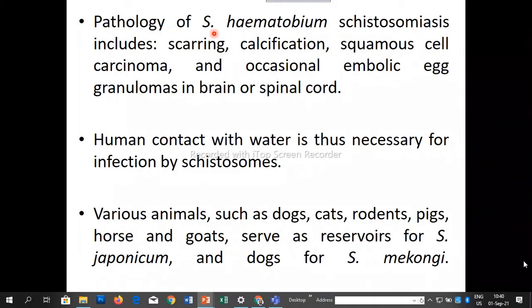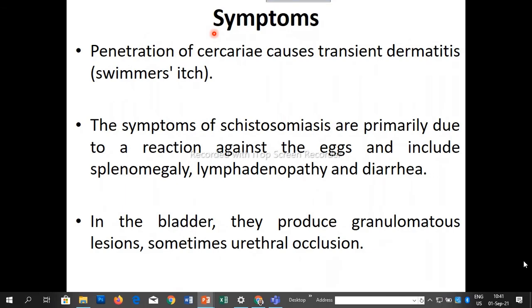Various animals such as dog, cat, rodent, pig, horse, and goats serve as reservoirs for japonicum, and the dog for mekongi, which is another kind of schistosoma. Penetration of cercaria causes transient dermatitis. We call it swimmer's itch. Symptoms of schistosomiasis are primarily due to reaction against the eggs and include splenomegaly, lymphadenopathy, and diarrhea.